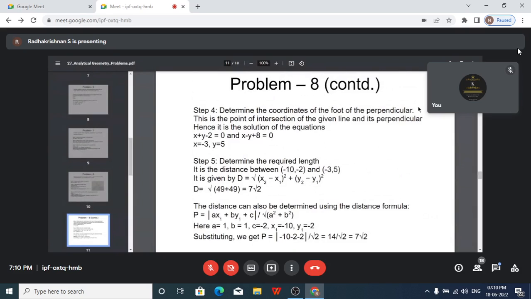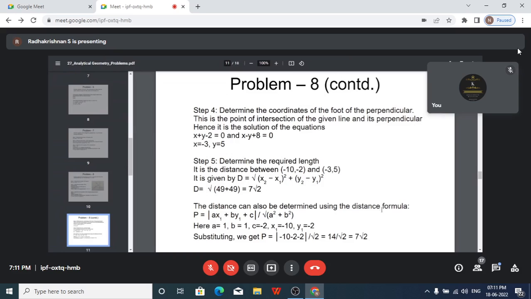So when you solve these two equations, x plus y minus 2 equal to 0 and x minus y plus 8 equal to 0, you get x equal to -3, y equal to 5. Okay. So the required length, the distance between these 2 points -10, -2 and -3, 5, is root of (x2 minus x1) whole square plus (y2 minus y1) whole square. So that comes to 7 root 2. That's all.